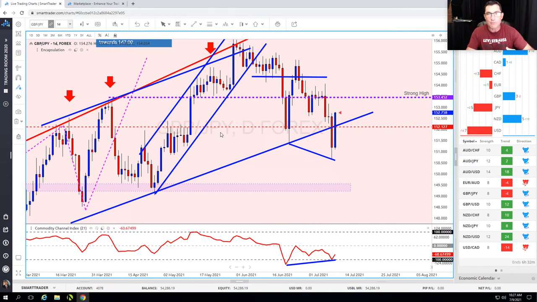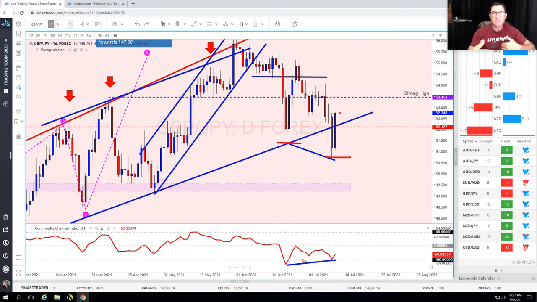Well, firstly, number one, the first sign that we look for right here is divergence. If you notice that price has been moving lower, but the oscillator has been moving upwards, which means that we're seeing price and momentum moving against each other.